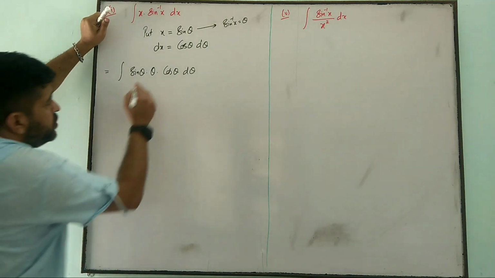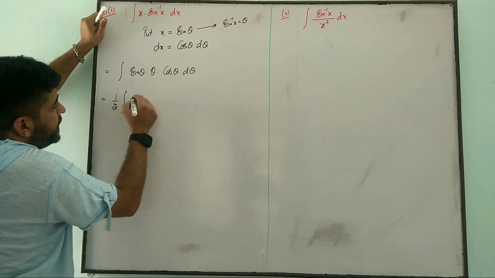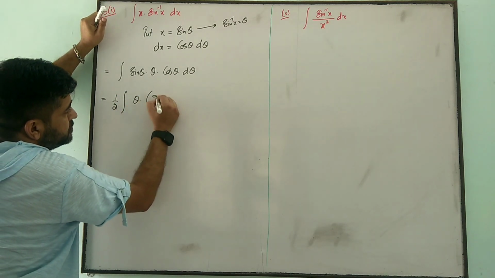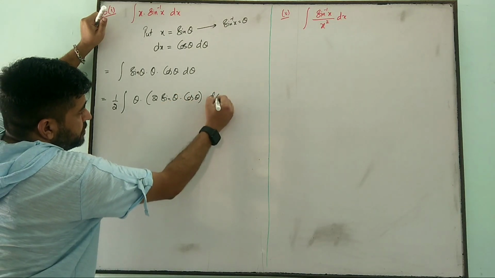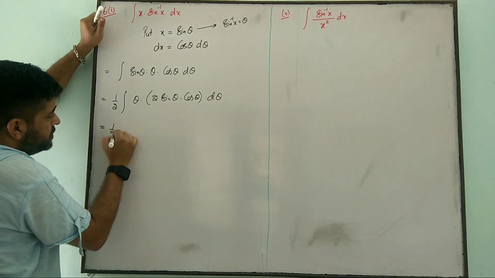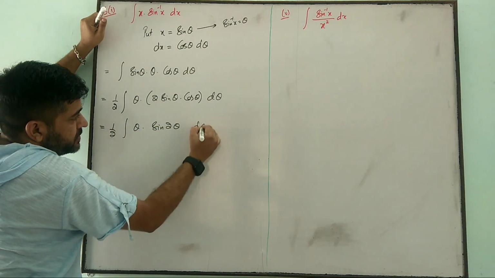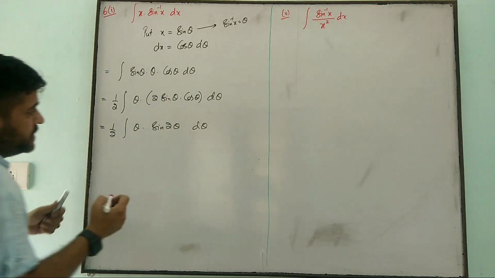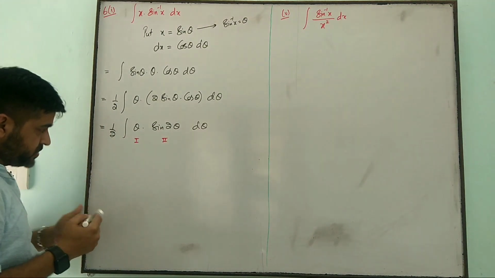Right? So now what we can do is divide by 2, multiply by 2. 2 sine theta cos theta is what? Sine 2 theta, and you can apply u into v very easily. That is integration by parts, in which this will be your first function and this will be your second function.